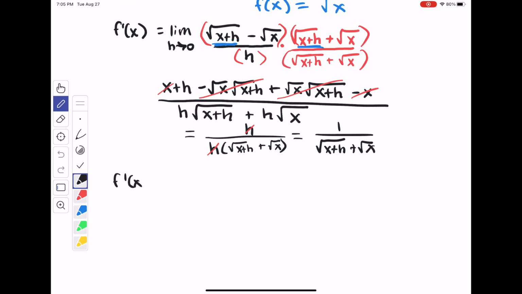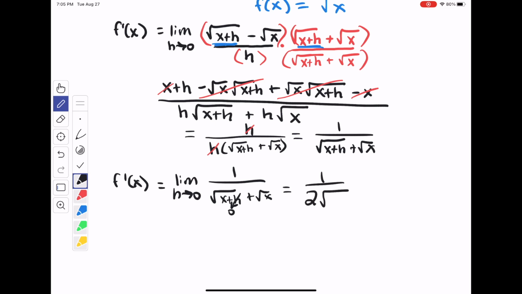So then finally plugging that in as the limit of h approaches 0. That goes to 0. We are left with 1 over 2 root x.